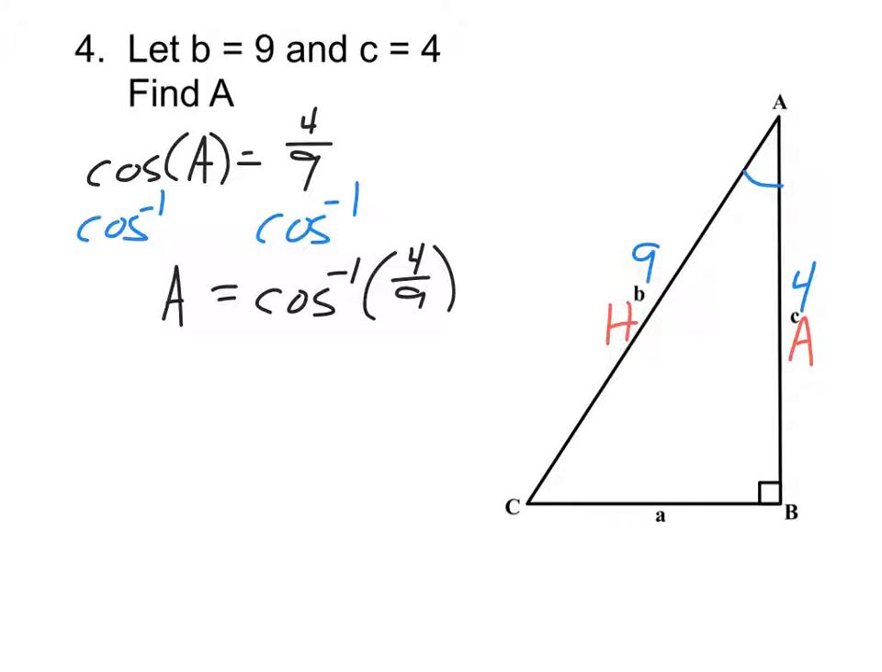Now notice that since it is a equals, I can now actually do the calculation. So I'm going to calculate what is inverse cosine of 4/9. When you've done it, you should be getting an answer of about 63.6 degrees. And because this is an angle, yes, I go ahead and include the degree symbol here.